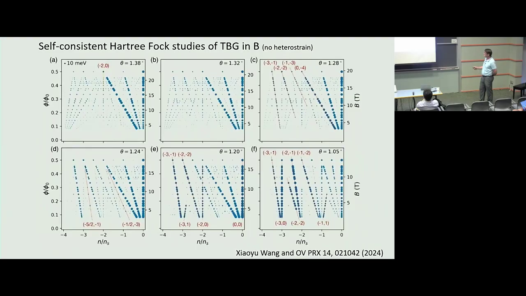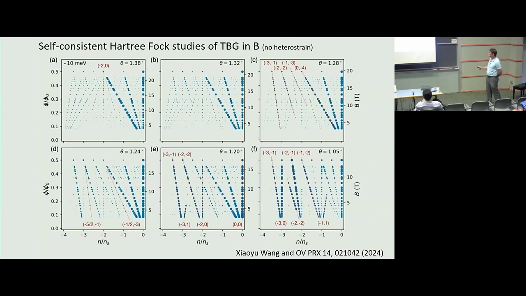The x-axis is the filling of the Moiré band. The 0 is the charge neutrality point, and I'm only showing the hole side because, as I mentioned, this model is perfectly particle-hole symmetric, so it would be redundant to show the electron side. It will be the mirror image of this.